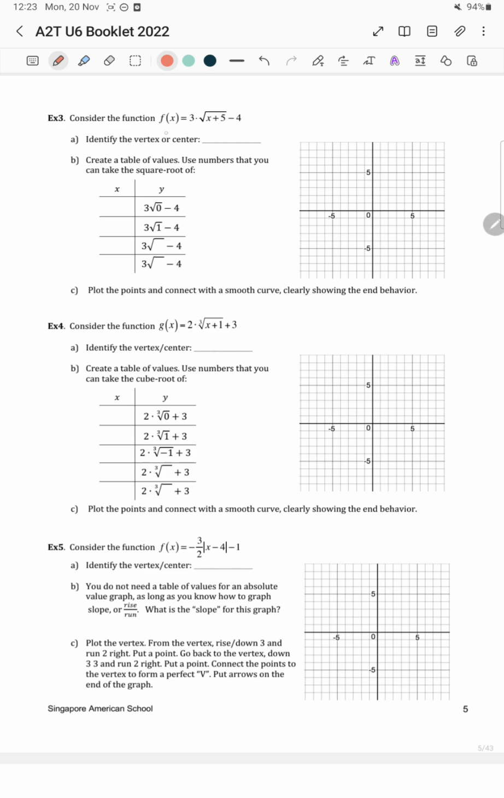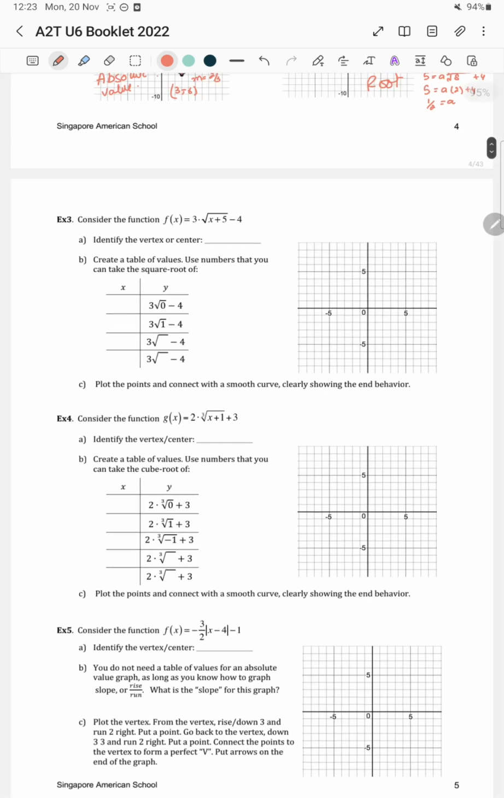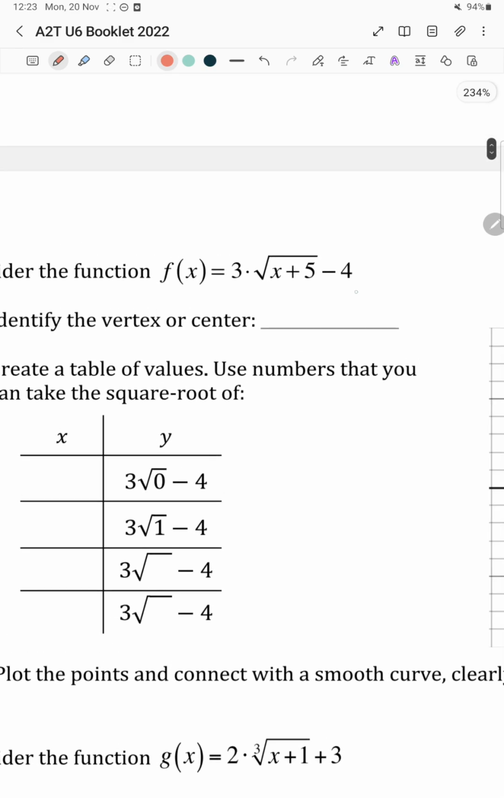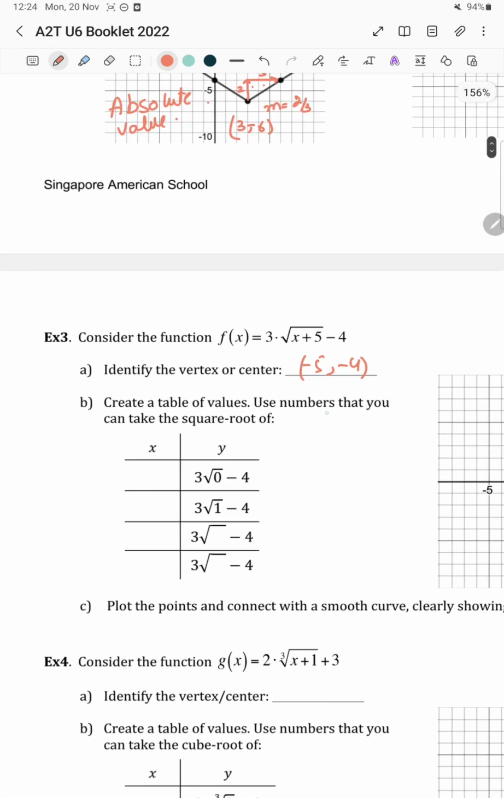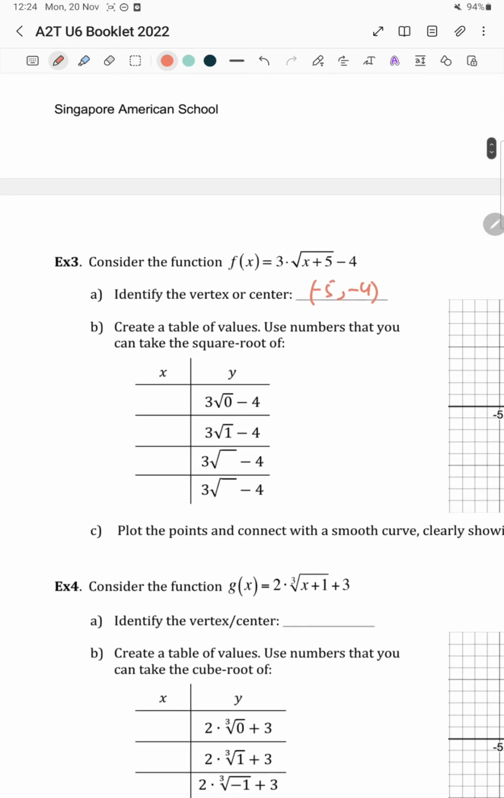Okay. Consider the function f of x, just identify the vertex or the center. What is the vertex? H and k. So x minus h, so the vertex is x minus 4. Create a table of values, use numbers that you can take the square root of.